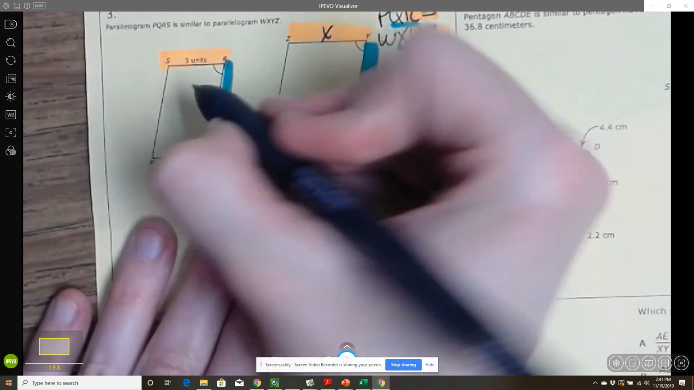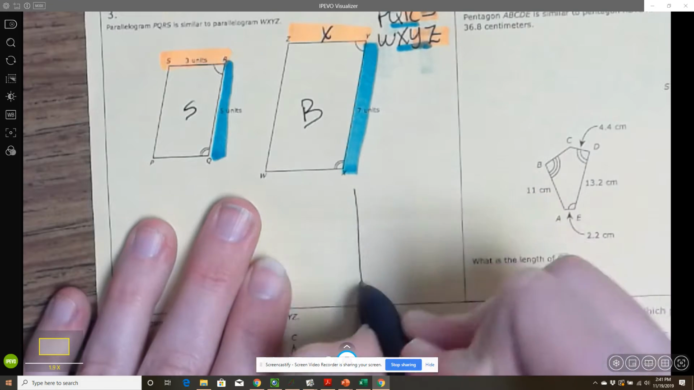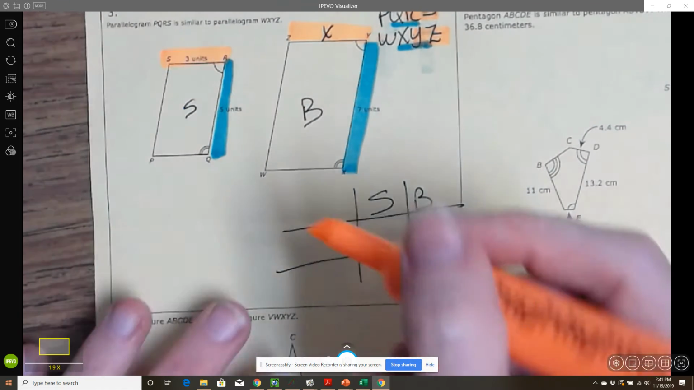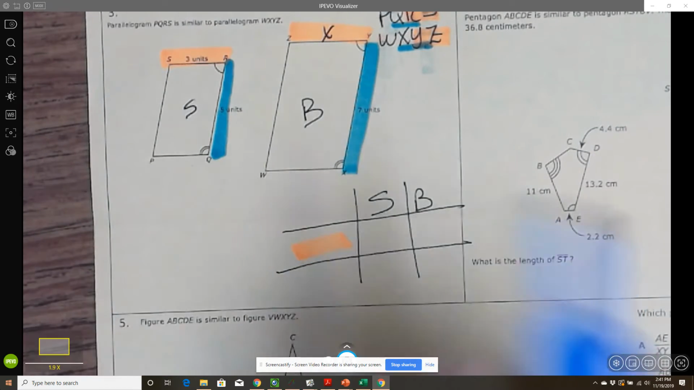All right, so small and big. The labels are important to use. It makes sure that you're getting the pieces in the right places.